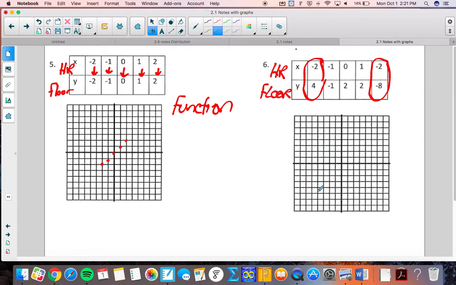And if I were to graph that, one would be right here, and one would be right there. I don't even care where the other points are, but I'll put them in for the fun of it. That's the problem right here. This is the vertical line that when I draw hits these 2 points. So not a function for number 6.